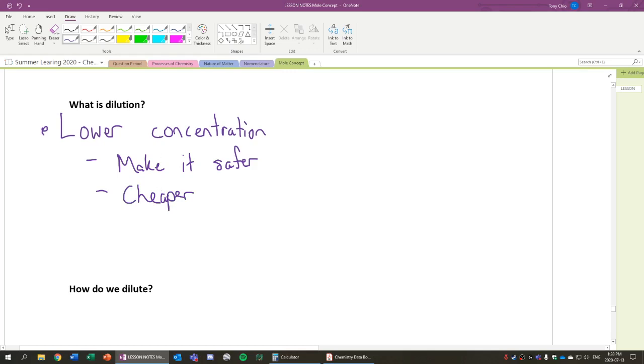Alright, so we lower it for these reasons. Because sometimes high concentration can be dangerous to deal with. Say for example you have a high concentration of acid, that is dangerous to deal with. But of course we want to make it cheaper as well. It's lower concentration in this case. And sometimes high concentration is just not needed.